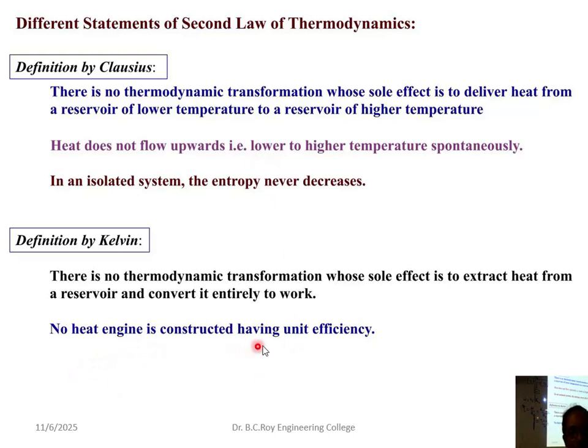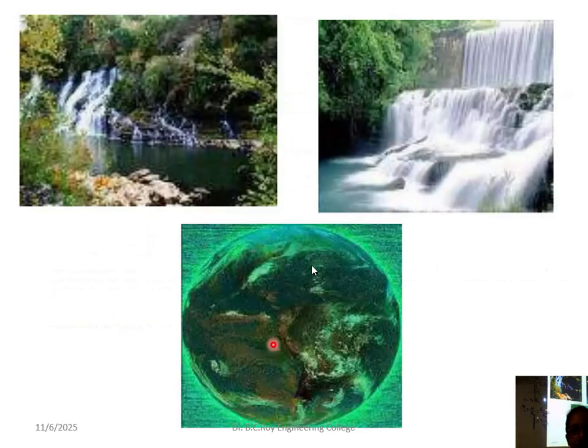No heat engine can be constructed having unit efficiency. That means a 100% efficient engine is not possible. These are the statements of the second law. Water always comes down from top to downward, never goes from bottom to top. For that you have to use a pump. That means you have to give energy. You do not gain energy, you have to lose energy.